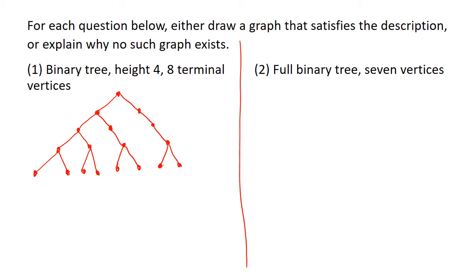Right, so this is a height 4 binary tree with 8 terminal vertices, and there are lots of different ways that I could have drawn this, but this is just one way to do it. All right, let's look at the second one.